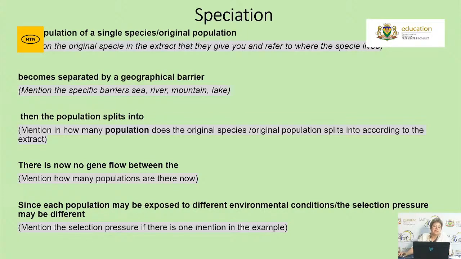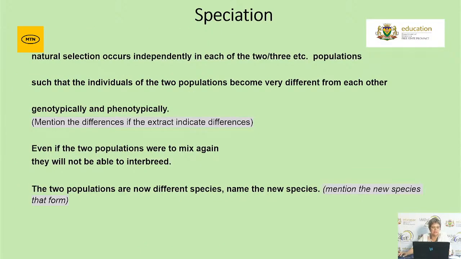Then we go on. Then we say the population is split into, mention how many islands or populations they are split into. The original population was split into three or four populations. There was no gene flow. The populations may be exposed to different environmental conditions, and you mention that there is natural selection independently, and they differ genotypically and phenotypically. And you mention the differences in the extract, and then even if the two populations are mixed together, they cannot reproduce fertile offspring. And now new species are formed, and you specifically mention those species.